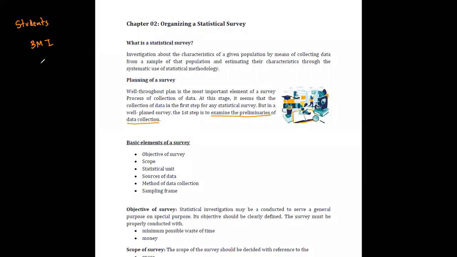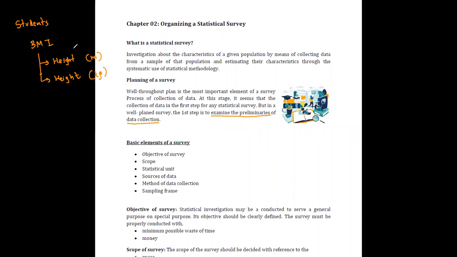Therefore, to calculate the BMI value, I need the height of the student and the weight of the student. And when you are getting the height and weight, you have to think about what measurements or scales you are using. You can use meters for height, or for weight you can use kilograms. Therefore, first you need to examine these preliminaries of data collection. Otherwise, if you just ask students for their BMI, they may not know about the BMI, because some students are not actually worrying about BMI values.